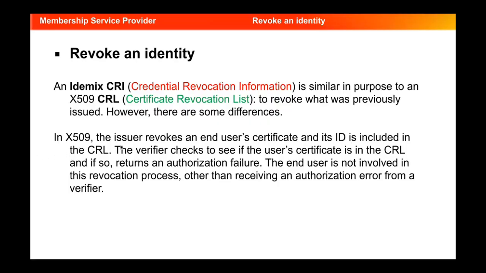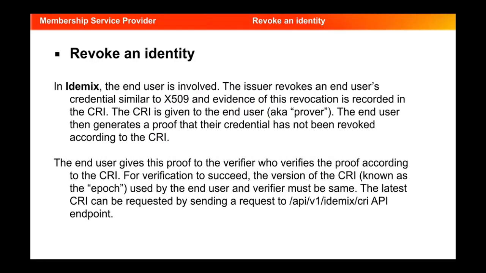In X.509, the issuer revokes an end user certificate and its ID is included in the CRL. The verifier checks to see if the user certificate is in the CRL, and if so, it returns an authorization failure. The end user is not involved in this revocation process other than receiving an authorization error from the verifier.